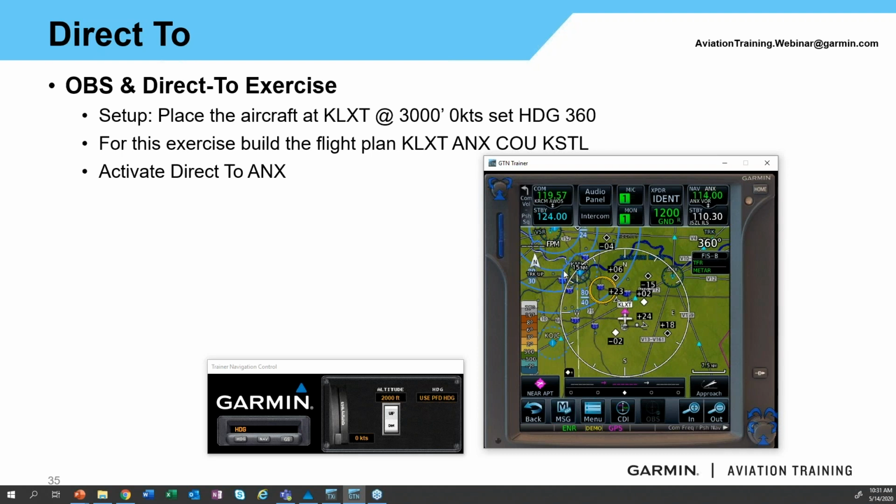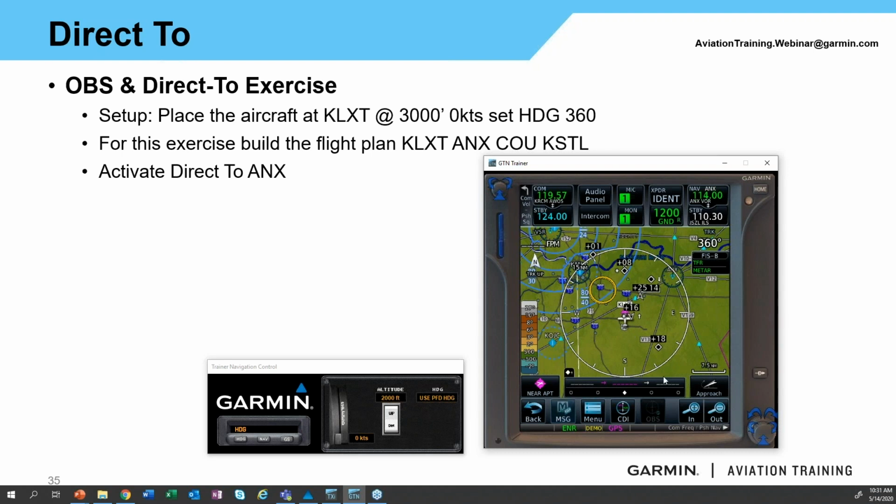So draw those same conclusions: a GNS 430 is very similar in nature and design to a GTN 650 or 600 series, and a GNS 530 is very similar in the way we do things, in the way that the screen is laid out, to a GTN 750. So a 530 is more like a 750, and a 430 is more like a 650.